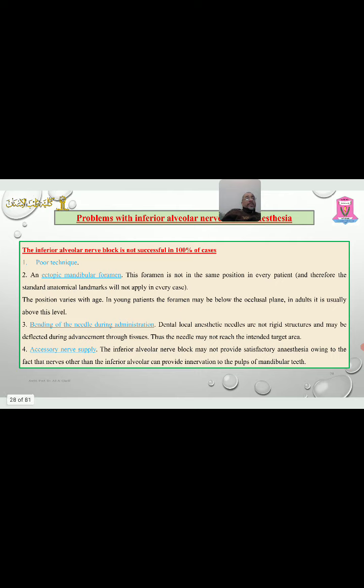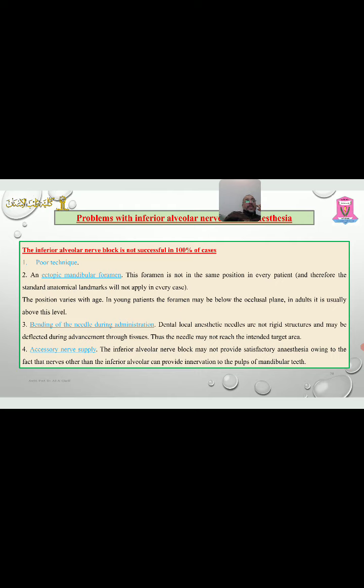Problems associated with inferior alveolar nerve block anesthesia. The inferior alveolar nerve block is not successful in 100% of the cases. السبب poor technique and ectopic mandibular foramen. This foramen is not in the same position in every patient. من ممكن أحيانا عندنا two mandibular foramen. The position varies with age. In young patients, the foramen may be below the occlusal plane. In adults, it is usually above the occlusal plane.